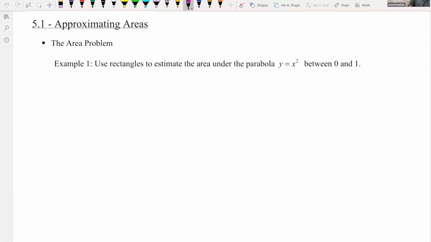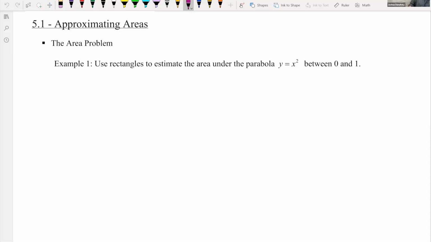Okay, so today we're going to talk about section 5.1. Here we're going to develop the groundwork to connect what we were doing in section 4.9, antiderivatives and indefinite integrals, with the area under a curve.